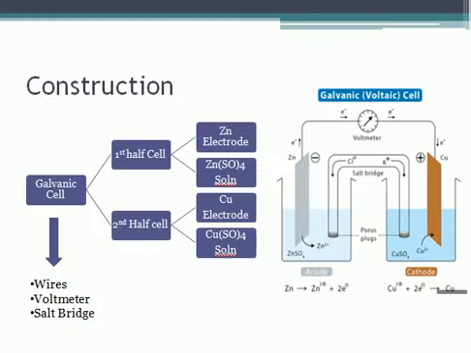Here we move toward the construction in detail. So, galvanic cell consists of a first half cell and a second half cell. The first half cell contains zinc electrode and zinc sulfate solution, whereas the second half cell contains copper electrode and copper sulfate solution. Copper electrode is dipped in copper sulfate solution and zinc electrode is dipped in zinc sulfate solution. We also have wire, voltmeter and salt bridge.